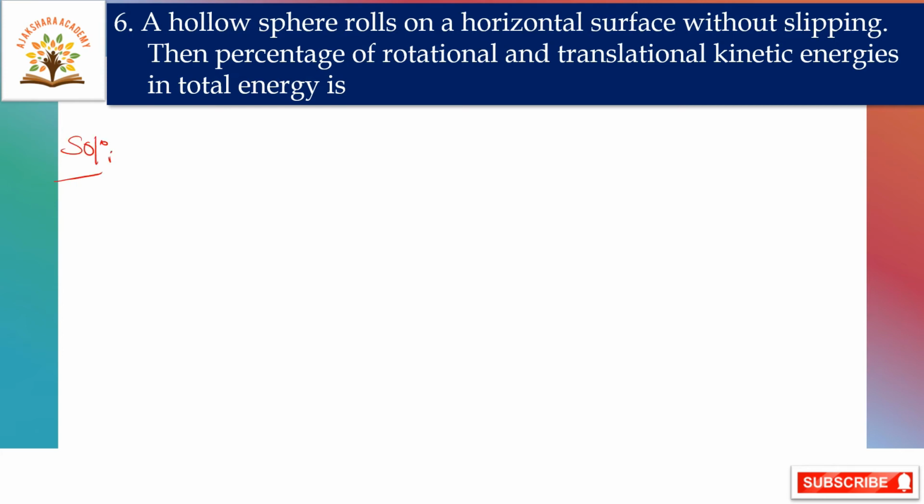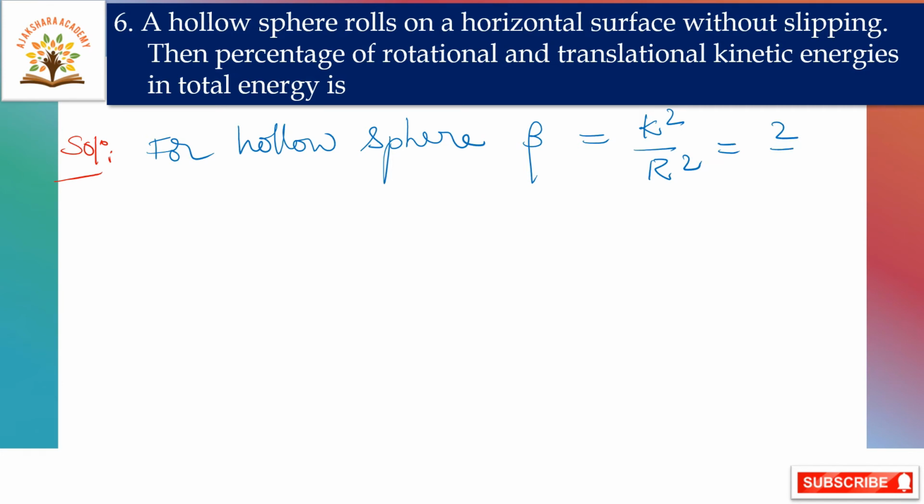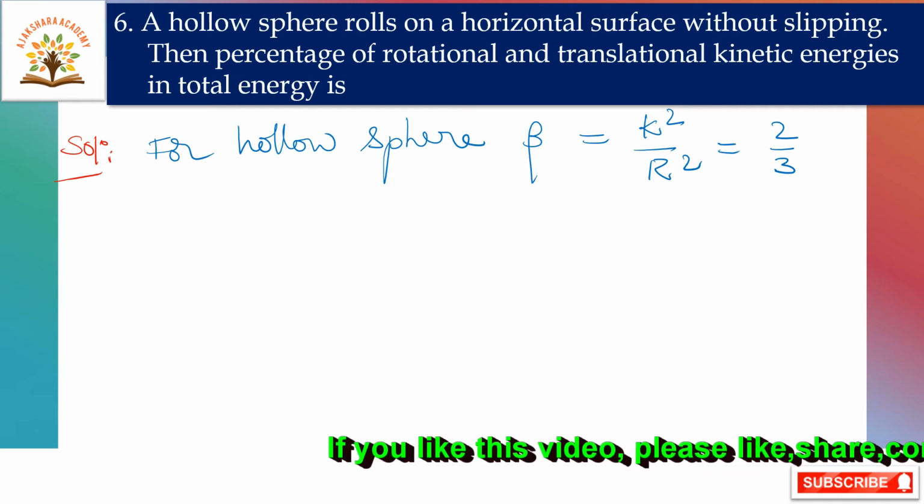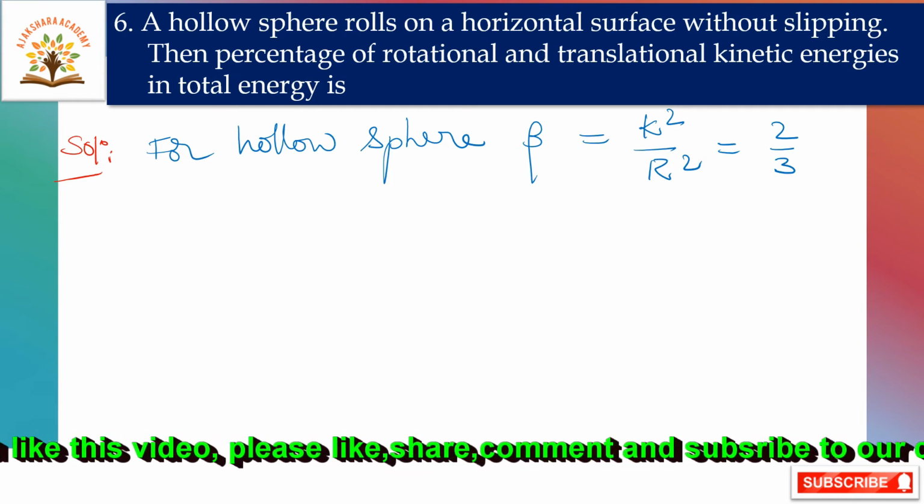For a hollow sphere, beta is equal to k square by r square, that is equal to 2 by 3. Now we have to calculate the percentage of rotational and translational kinetic energies in total energy.